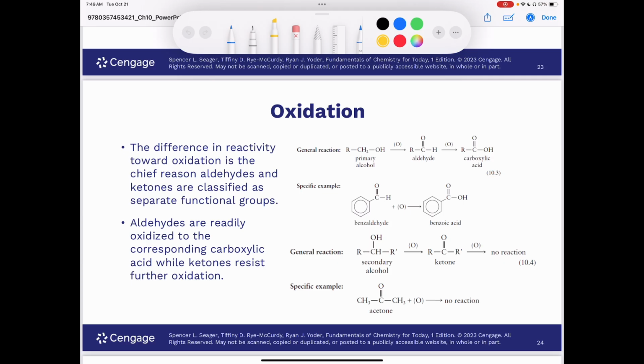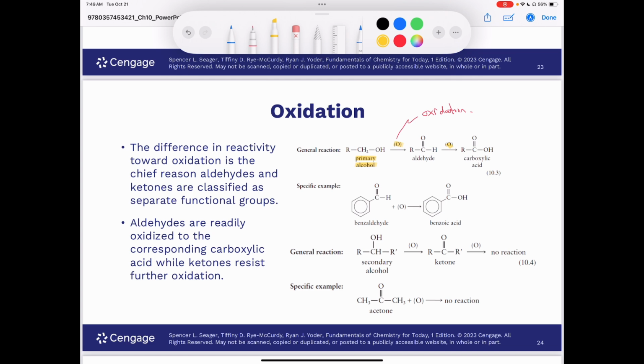And so you see here that if we take a primary alcohol, and we saw this earlier on in the class, if we take a primary alcohol and we oxidize it, remember this O in brackets here just represents oxidation. Remember, oxidation is the loss of hydrogens or the gain of oxygens, and you can see that we're losing two hydrogens as we go from this primary alcohol to the aldehyde. However, aldehydes can be further oxidized to a carboxylic acid.